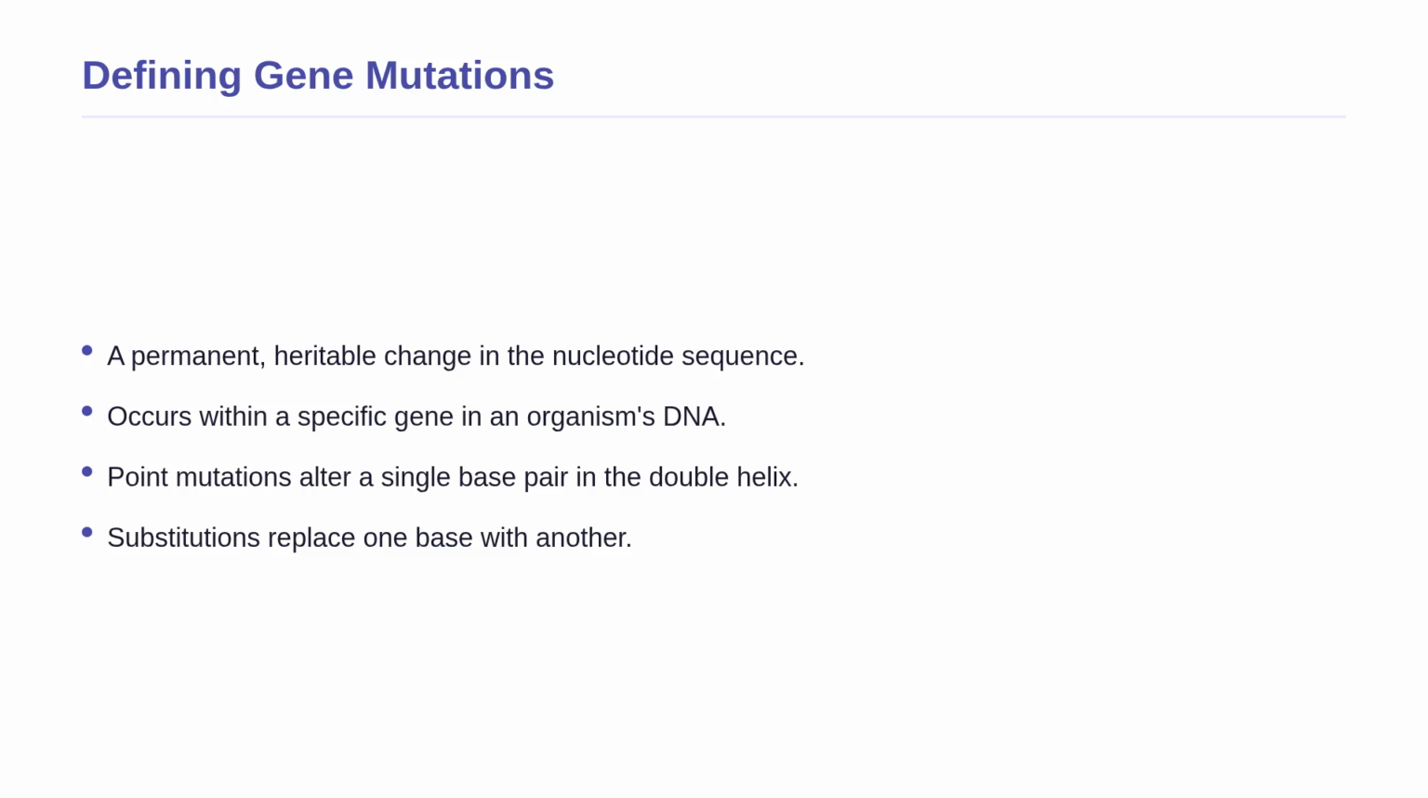Now that we have an intuitive understanding, let us look at the formal definition. A gene mutation is formally defined as a permanent, heritable change in the nucleotide sequence of a specific gene within an organism's DNA. To truly understand this, we must look at the specific types of changes that can occur at the molecular level. The most common type is a point mutation, which involves the alteration of a single base pair in the DNA double helix.